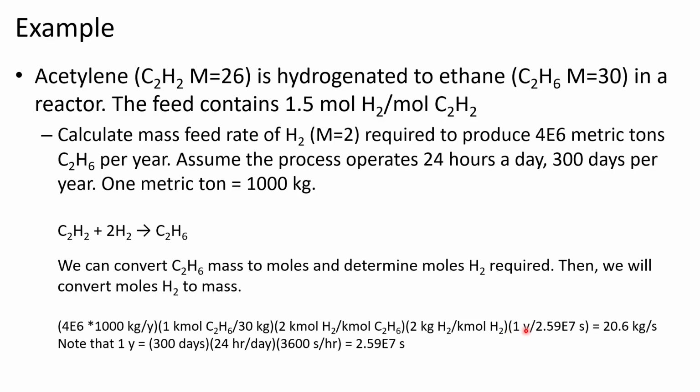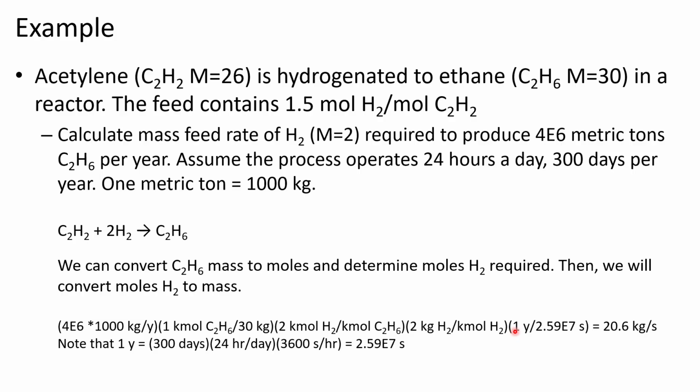Finally, we're going to convert years to seconds in order to get a value in kilograms per second. And in this case, 1 year is equivalent to 2.59 times 10 to the 7th seconds. That's because we're told that this 1 year that we're considering consists of 300 days, not 365 days. And for each of those 300 days, we're going to run the process for 24 hours per day, which is 300, then there's 3,600 seconds per hour. So we multiply this all out, we find that for the 1 year as defined here, the number of seconds in that year is 2.59 times 10 to the 7th.